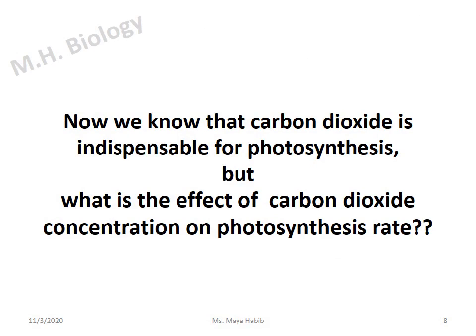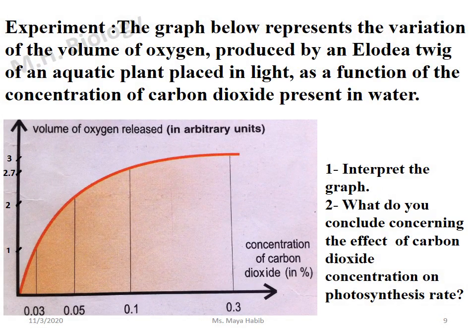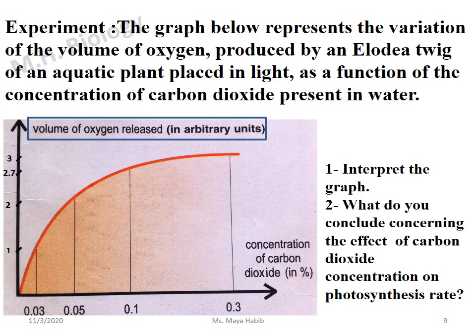Now, our next question would be: what is the effect of carbon dioxide concentration on photosynthesis rate? To find the answer, we will look at the following experiment results. This graph represents the variation of the volume of oxygen, produced by an Elodea twig of an aquatic plant placed in light, as a function of the concentration of carbon dioxide present in water.